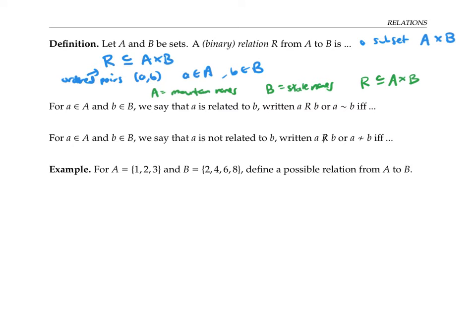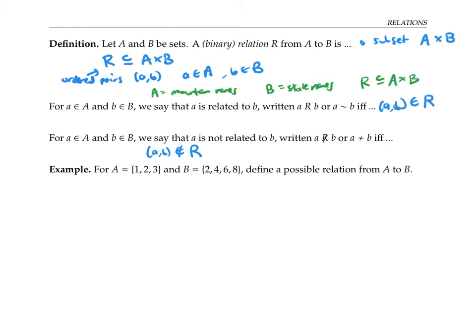When we have a relation that is a subset of A cross B, then for little a in A and little b in B, we say that little a is related to little b, which we write little a R little b, or sometimes a tilde b. We say that a is related to b if the ordered pair (a, b) is in the subset R. We say that a is not related to b, written as a R with a slash through it, or a with a slash through the tilde sign, if the ordered pair (a, b) is not in the subset R.